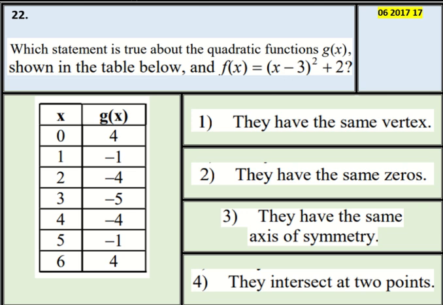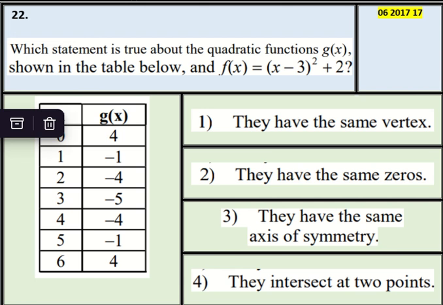Question 22. Which statement is true about the quadratic function g of x shown in the table and f of x equals the quantity x minus 3 squared plus 2? So our values in the table we can see, and the context of our answers, we've got three different categories here. We've got our zeros, which in this case is when y equals 0. And we don't even have a 0 from our table, so that doesn't really help us.